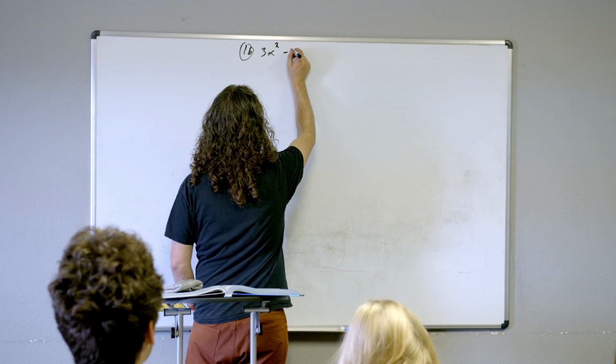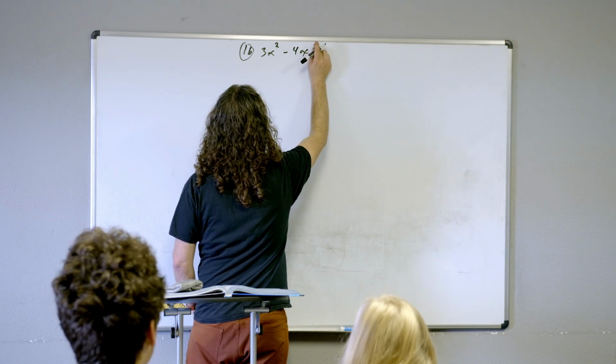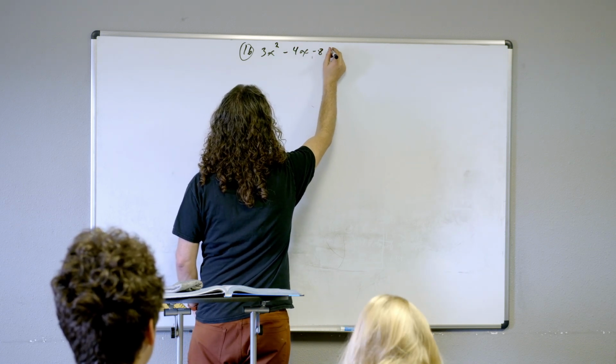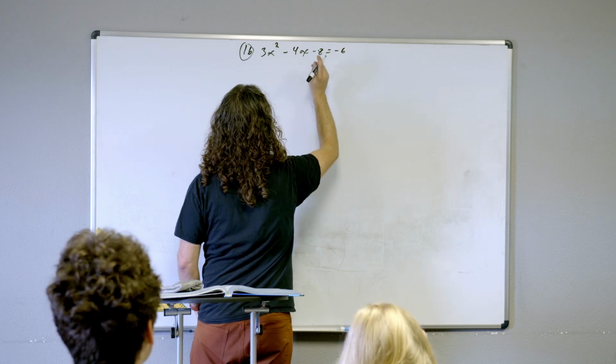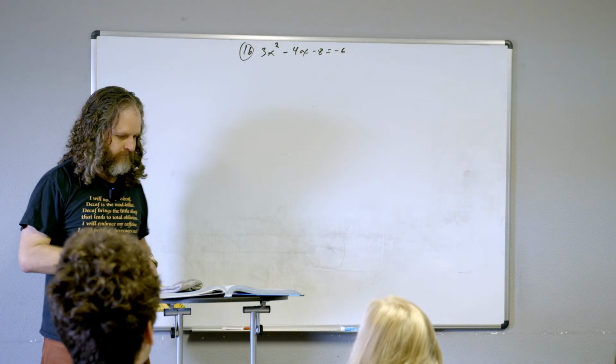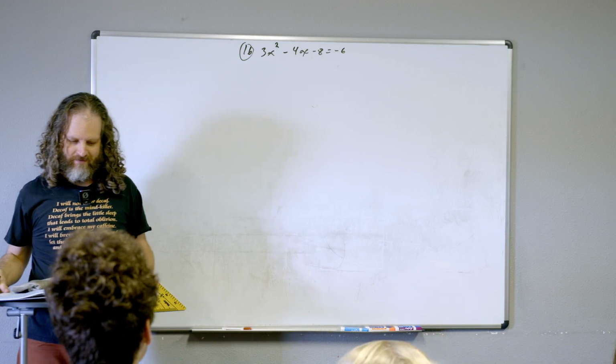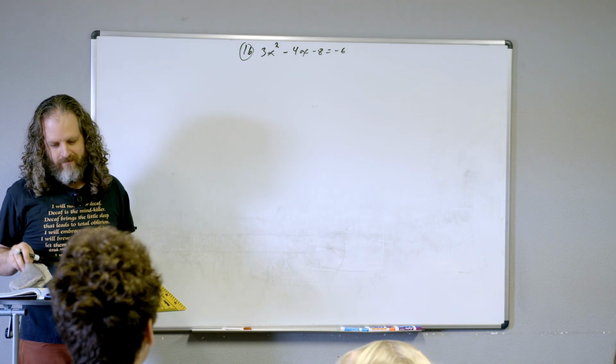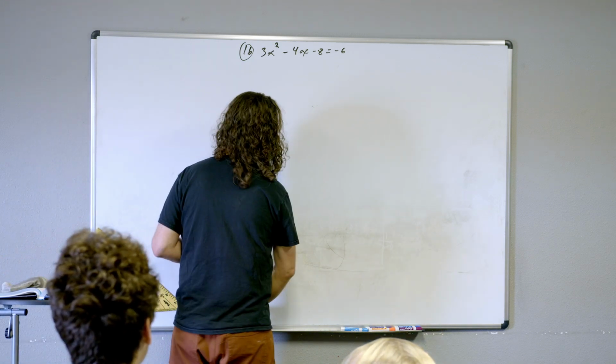Minus 4x plus 8 minus 8 equals negative 6. Okay. Now what? Move the 6 over. Sounds good.